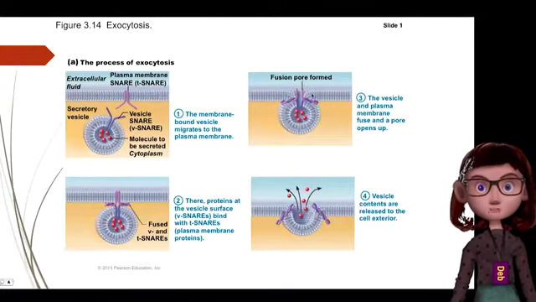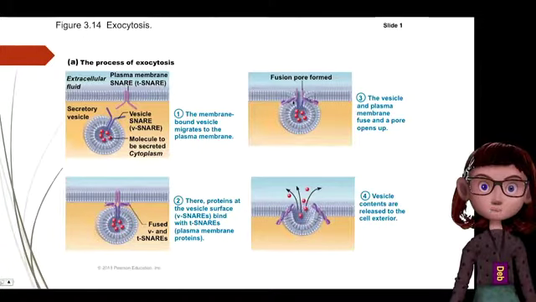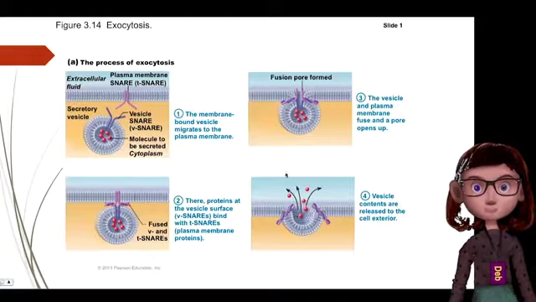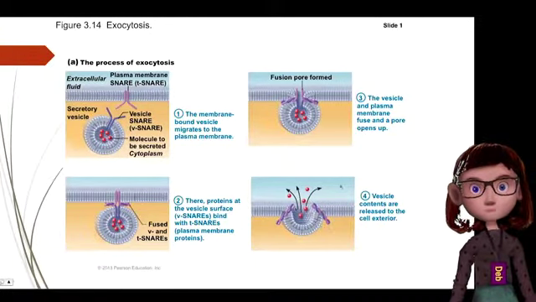fusion pore will be formed. The vesicle and the plasma membrane fuse, and this opens up a pore. The vesicle contents are then released to the cell exterior, and that's the end.